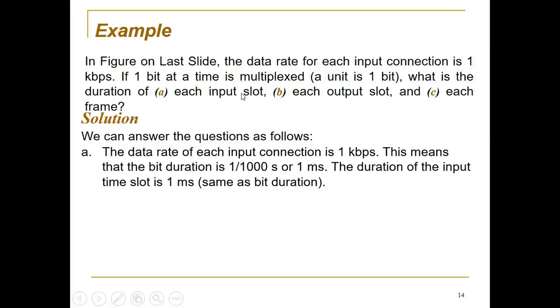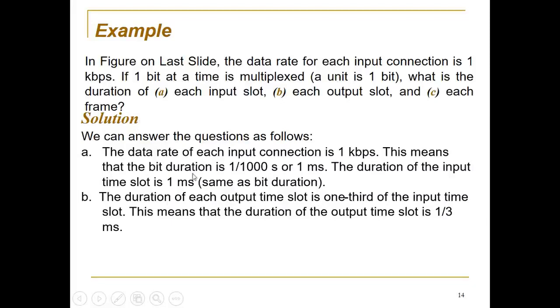Since we have three considerations, we have the input slot, the output slot, and then the frame itself. They are going to take a sequence of bits, so each one will have its allocation. And in that sense, we have to split up into three parts, which is where we have the 1 divided by 3. So 1/3 of a millisecond will be the time slot allocated for each of the outputs. So the duration of each output time slot is 1/3 of the input time slot, meaning that the duration of your output time slot is 1/3 of a millisecond.